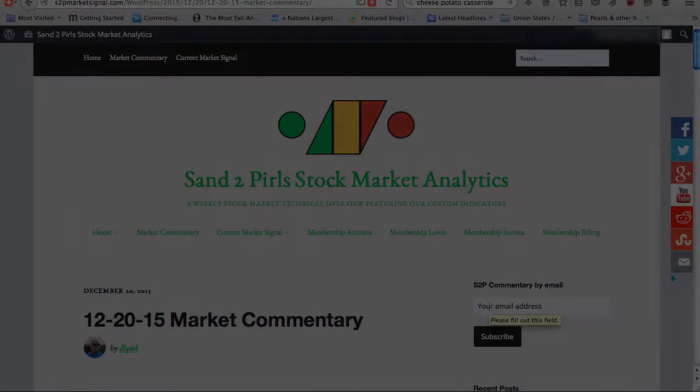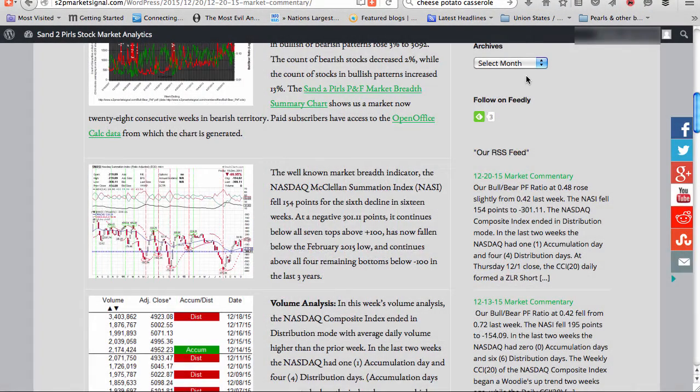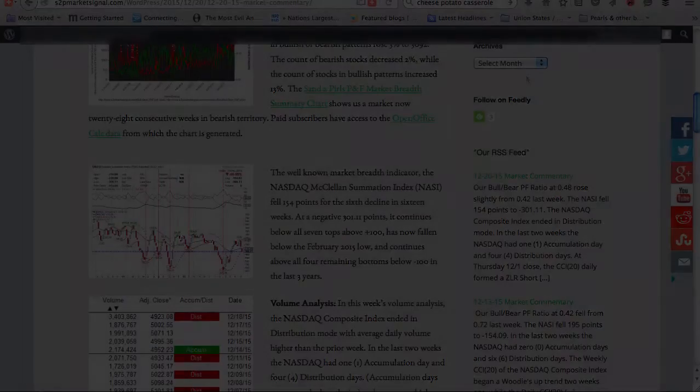The well-known market breadth indicator, the Nasdaq McClellan Summation Index, fell 154 points for the sixth decline in 16 weeks. At a negative 301.11 points, it continues below all 7 tops above plus 100, has now fallen below the February 2015 low, and continues above all 4 remaining bottoms below minus 100 in the last 3 years.